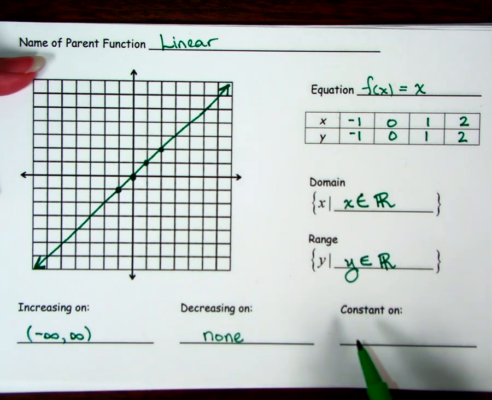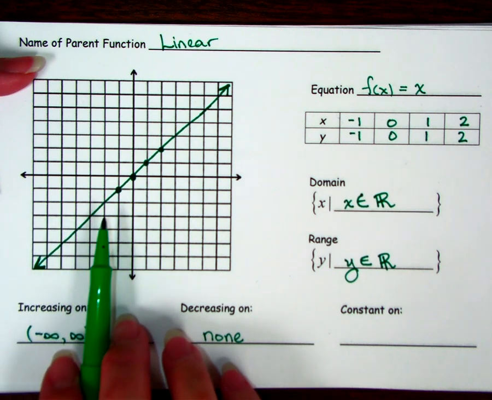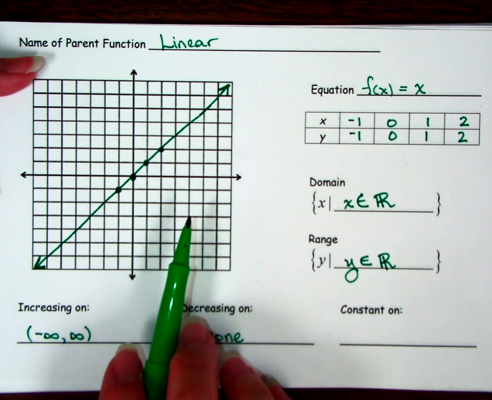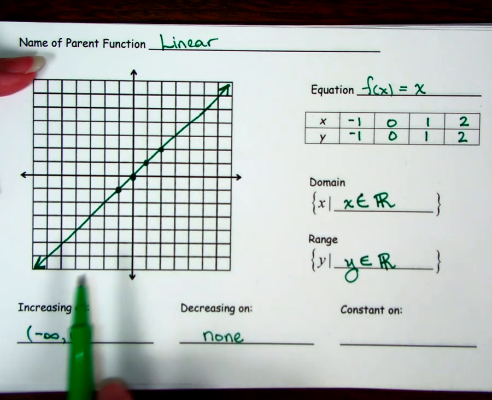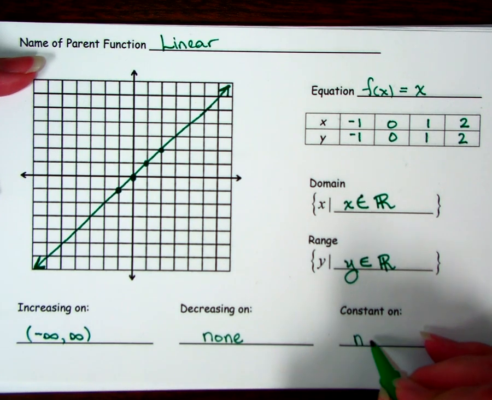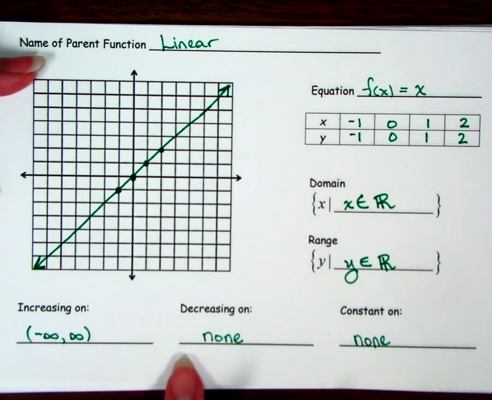And then for constant, in order to be constant, that means as you move from left to right on the graph, the y's have to be staying the same, which would produce a horizontal line. Nowhere on this one is there a horizontal line, so we'd also say that it's not constant anywhere. Always increasing would mean that it's never decreasing and never constant.